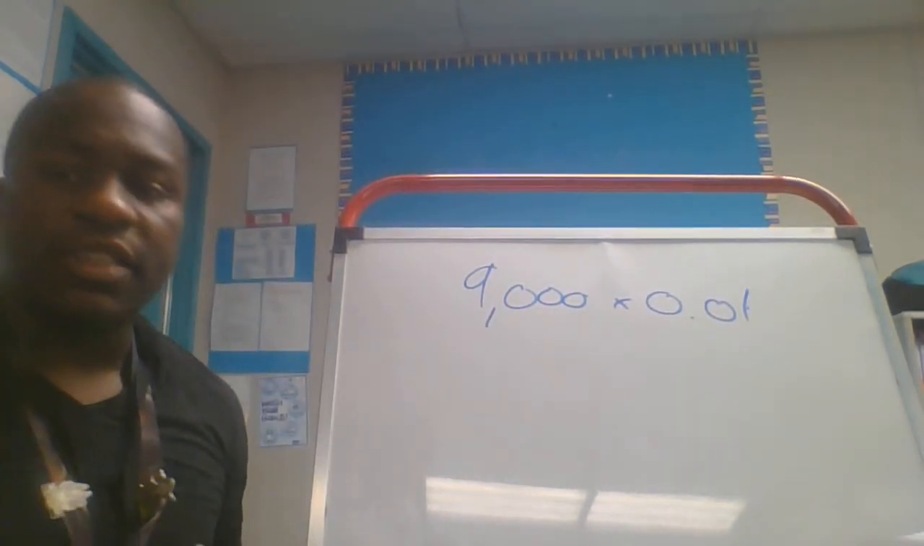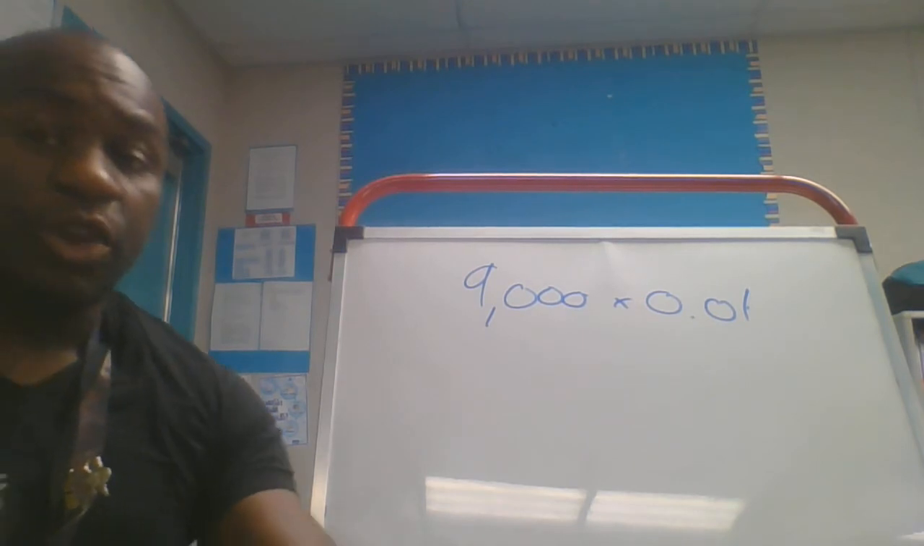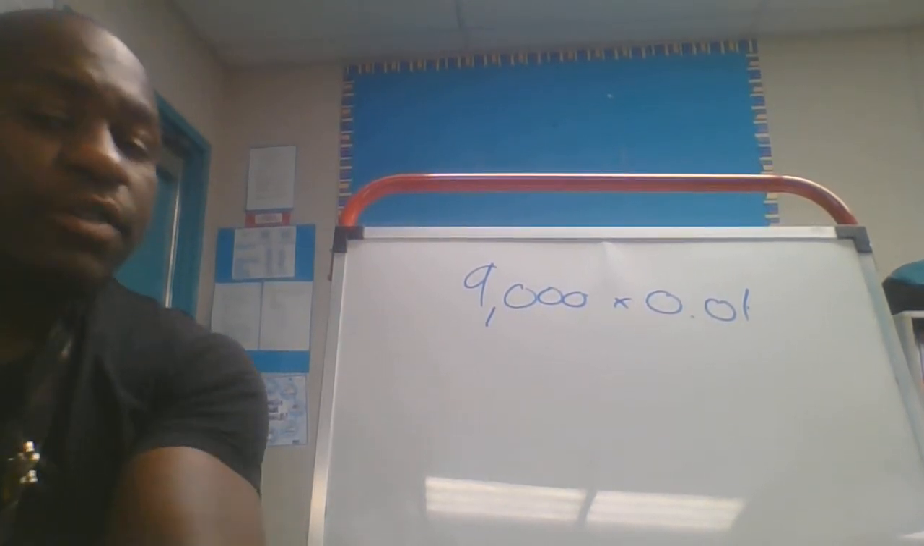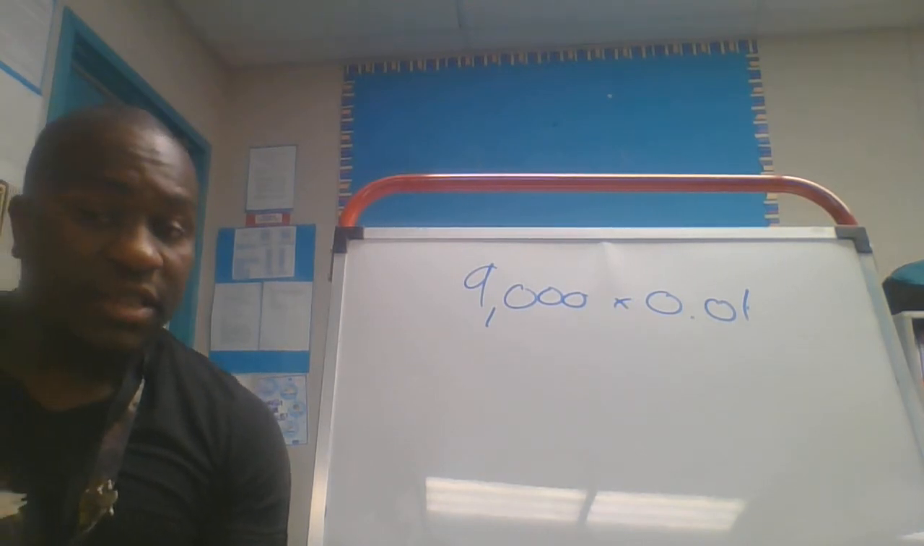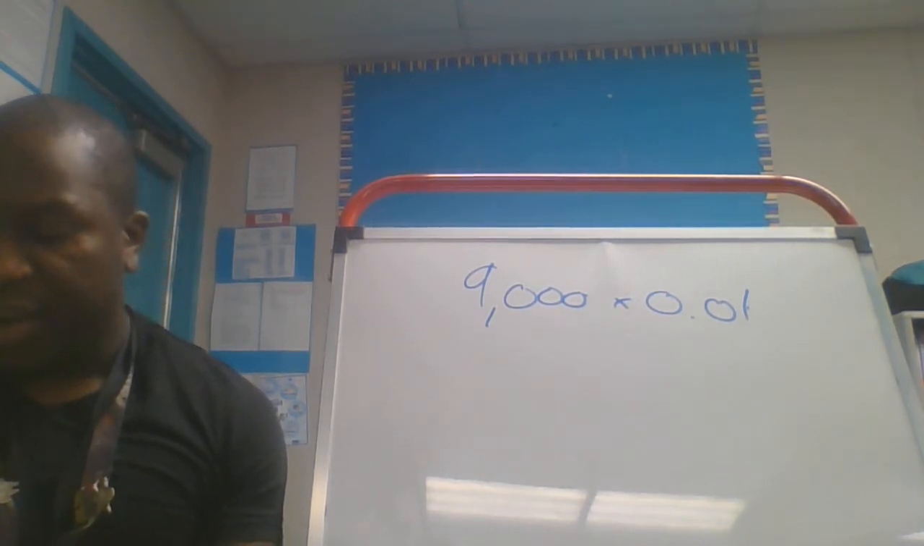Now, if you look here at this 9,000, you might say to yourself, Mr. Hill, you're talking about decimals, but I don't see a decimal. Now, remember, every single whole number has a decimal at the end. You don't always write it, but it is there.